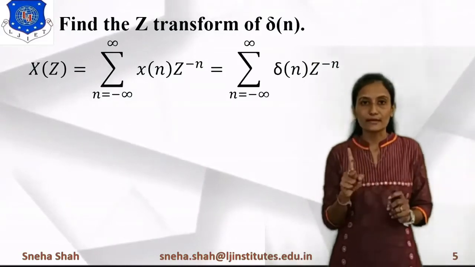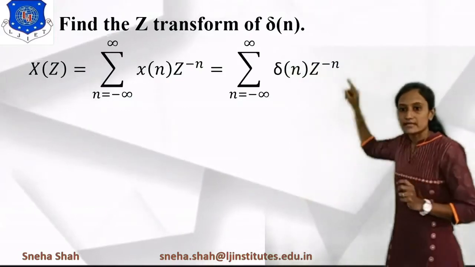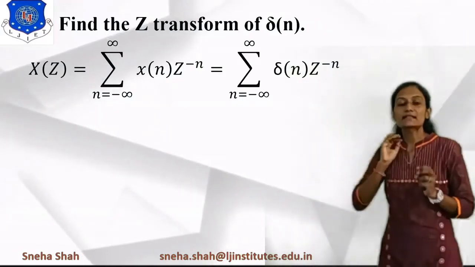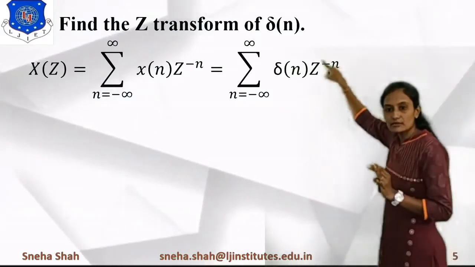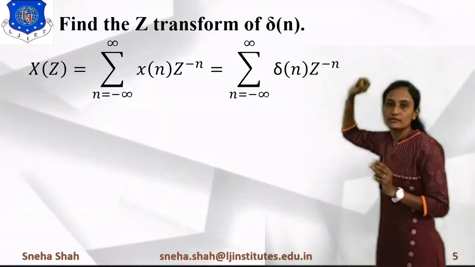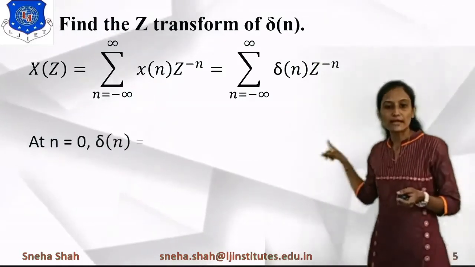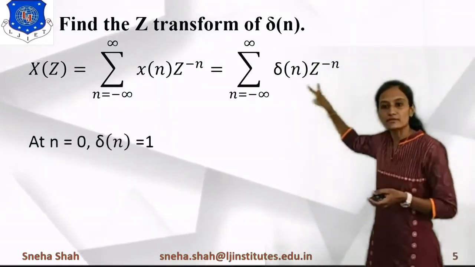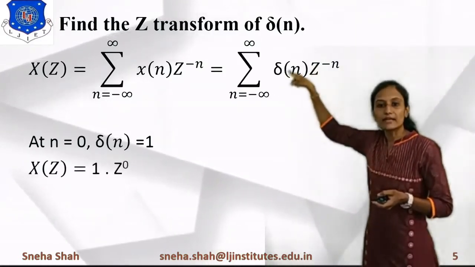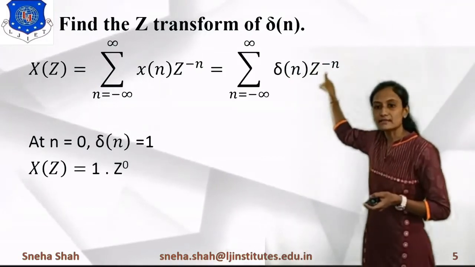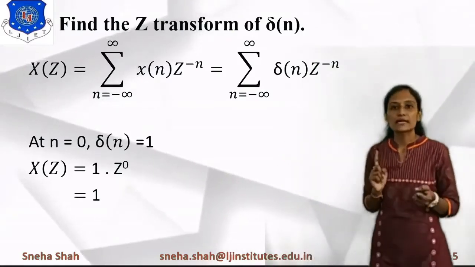So there is only one sample, so we are removing this summation, and instead of del of n I am taking 1, and instead of n I am taking 0, because at n equals 0 it has the value 1. So instead of n I am taking 0, so it converts into z raised to 0. So at n equals 0, del of n equals 1, and if I put these two values in this equation, then the summation is removed. So x of z equals 1 into z raised to 0. Z raised to 0 means 1, 1 into 1 means 1. So the final answer is x of z equals 1.